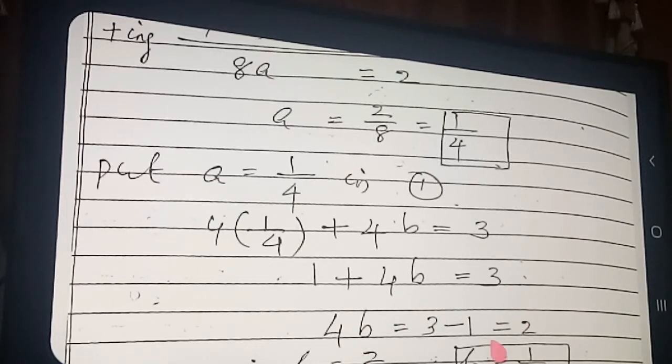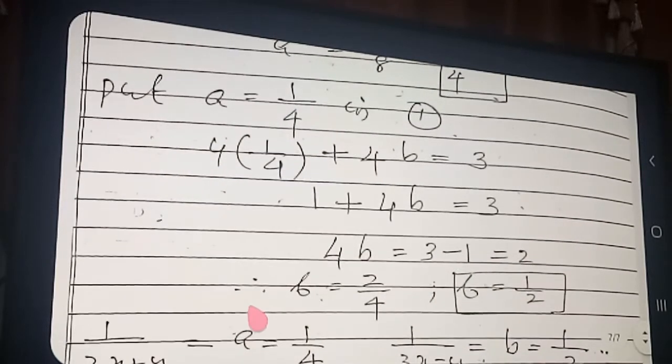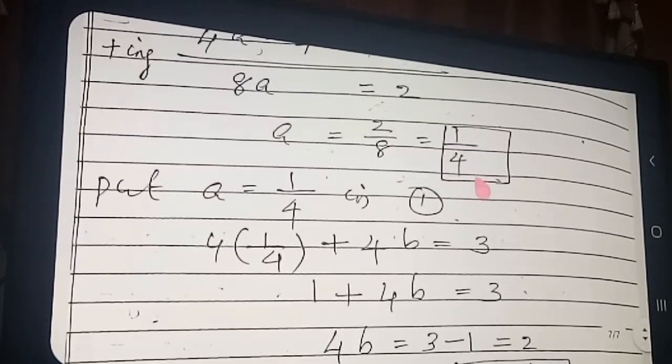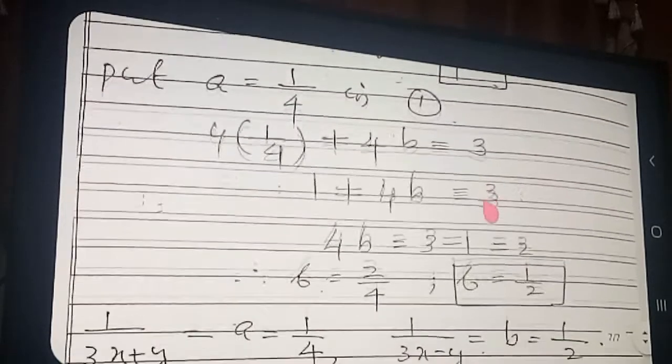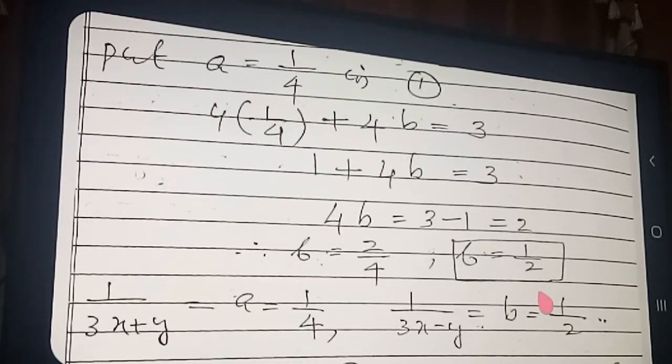Therefore 4b is equal to 3 minus 1, that is equal to 2. Therefore b is equal to 2 by 4, that is b is equal to 1 by 2. Okay. You got the value of a. What's the value of a? 1 by 4. You got the value of b. How much? 1 by 2. Clear? Yes. Now see.